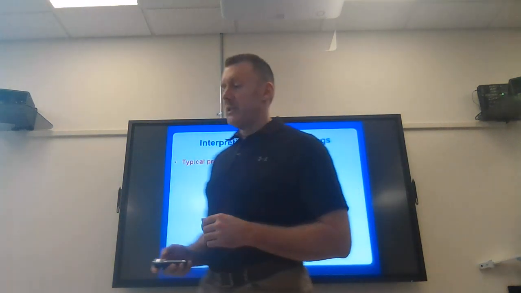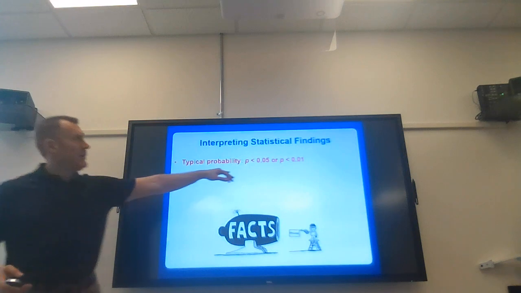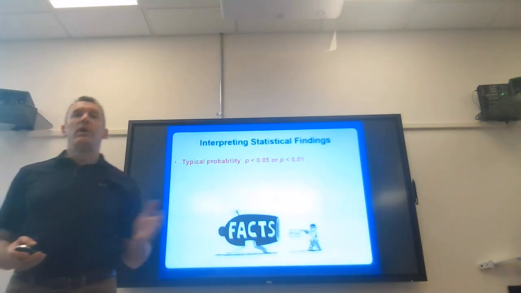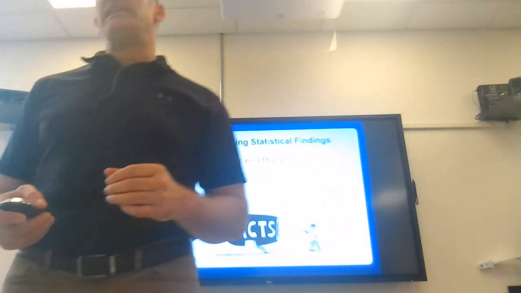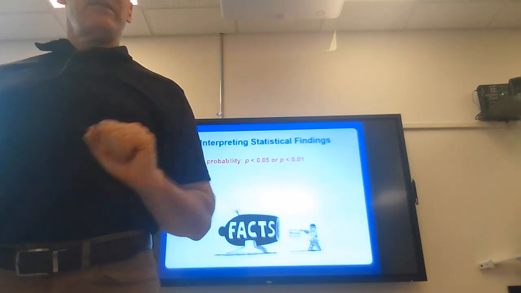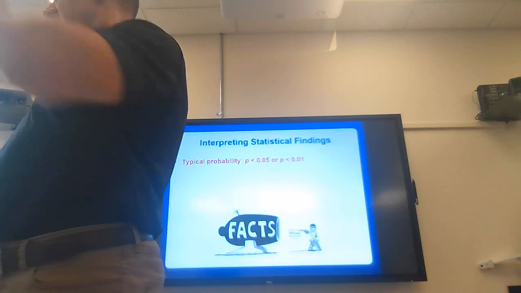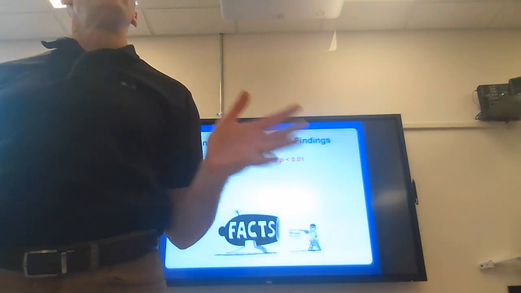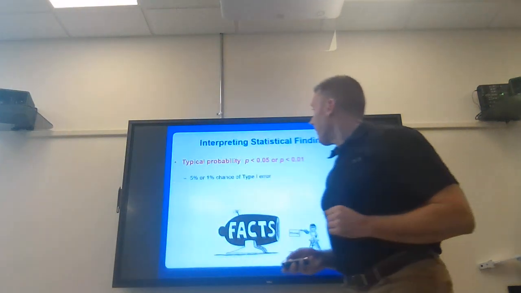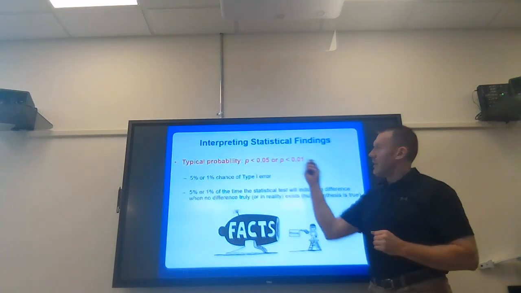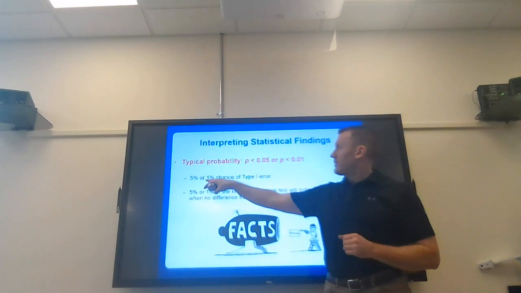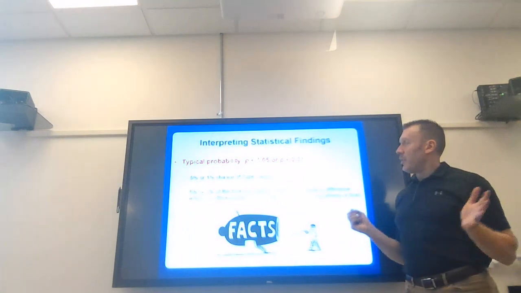Again, our typical probability is 0.05. Sometimes we go a little stricter and say 0.01. So 0.01 reduces the probability of a type 1 error because now it's not a 5% chance of random occurrence, it's a 1% chance of random occurrence. In other words, 99 times out of 100 results are real due to actual differences. So at 0.05, there's a 5% chance of a type 1 error. At 0.01, there's a 1% chance of a type 1 error.